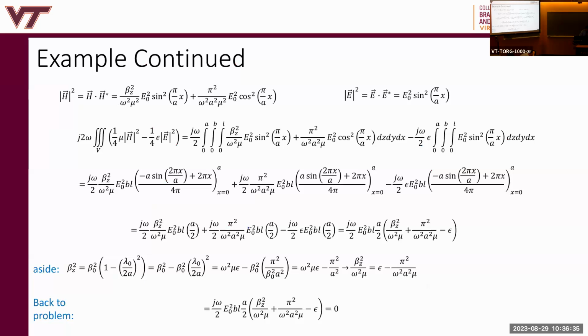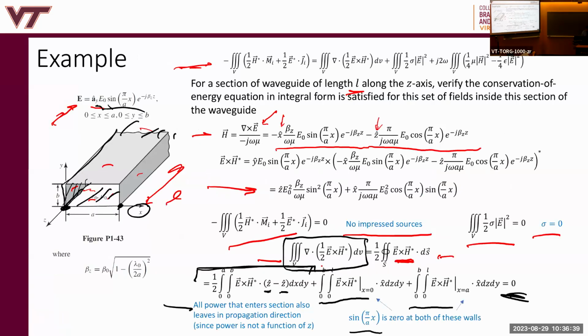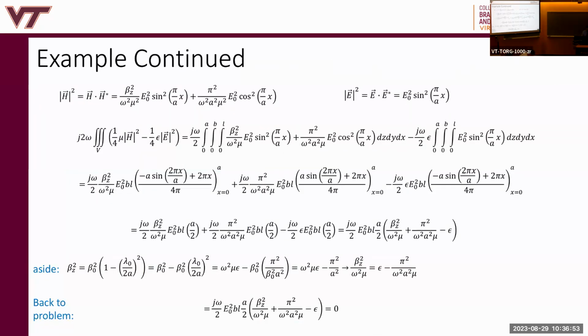Okay, so we didn't calculate the energy, right? So the first, okay, that was, we looked at this term here, and we know that this term is 0 because of no impressed sources. And we know this term is 0. We still have this term, right? So let's verify that that one is 0. Okay, so H, we know what H is. We found H. We can dot it with H conjugate. We get this result. We do the same thing with E. We get this result, right?